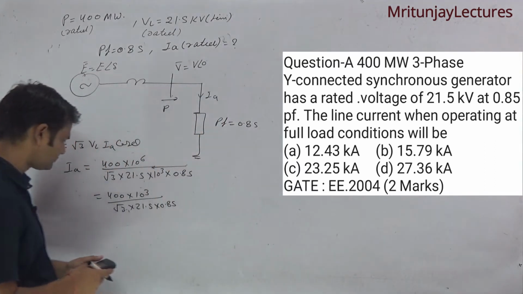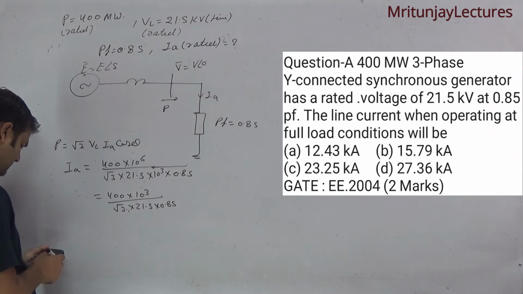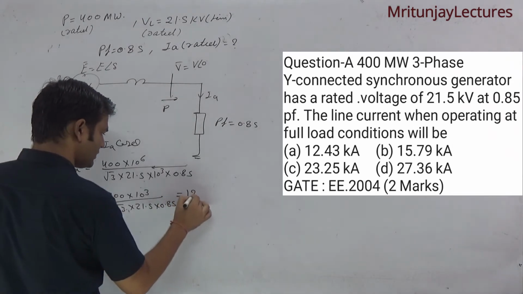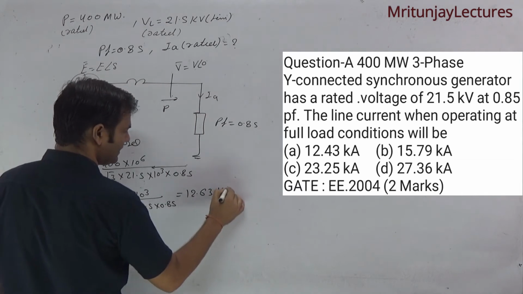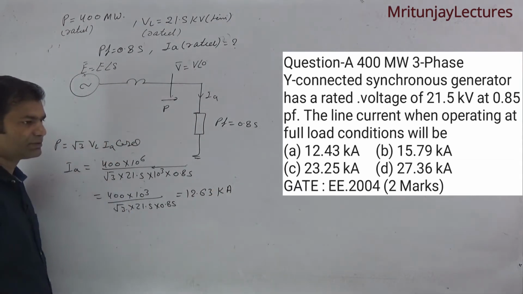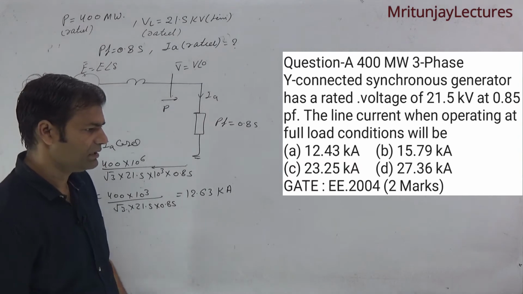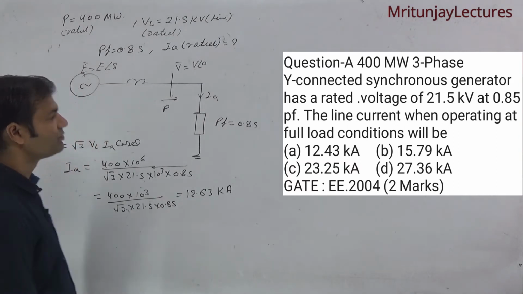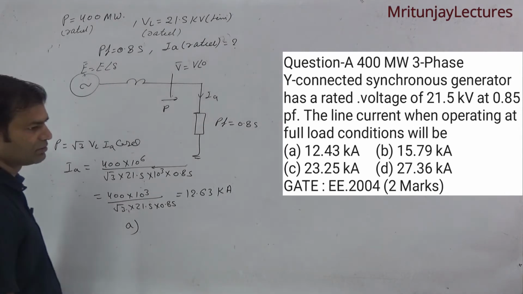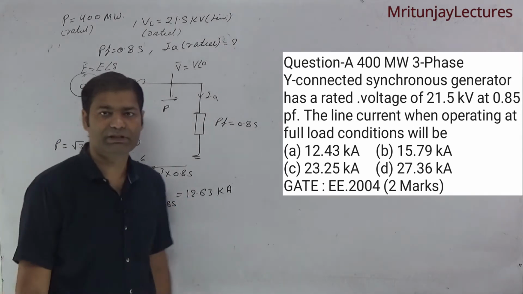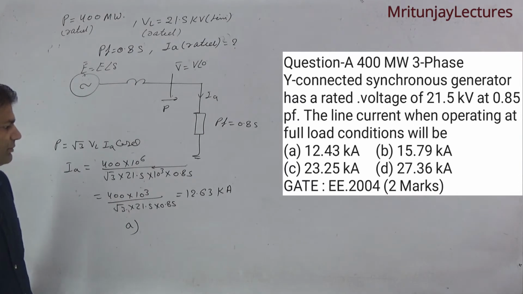Now that is 12.63 kilo ampere. Which one is closer? A, B, C, D. Option A is the correct option, closer to this result, that's why.